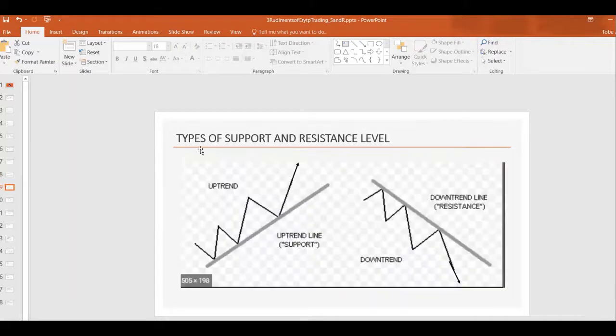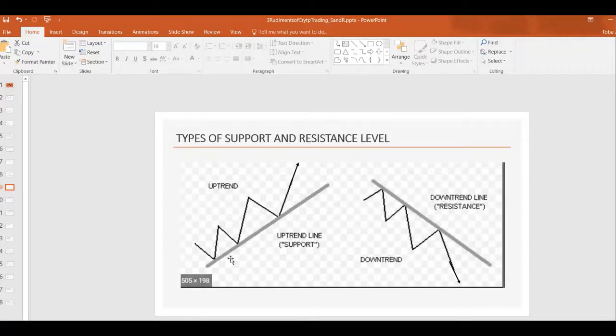So this is still on types of support and resistance. This is a trend line. These lines here represent price action. Price went down, came up, down again, went up, down again. So this is a trend line. Now this is a support trend line. Why is this a resistance trend line?